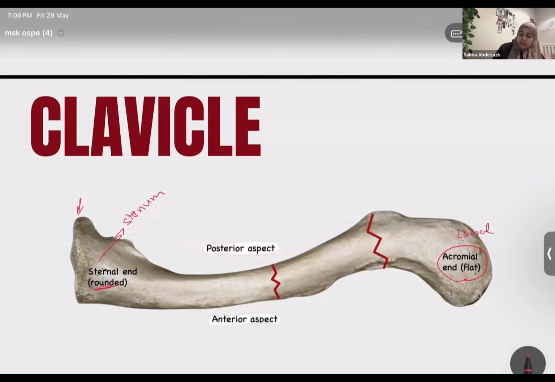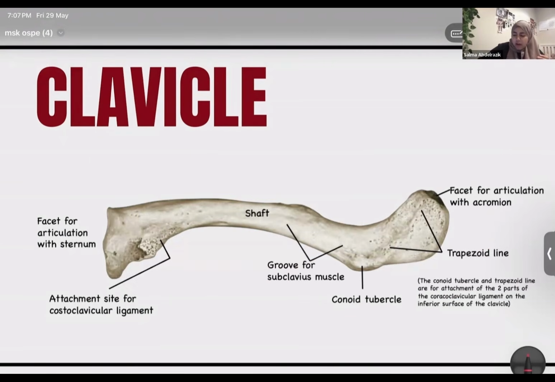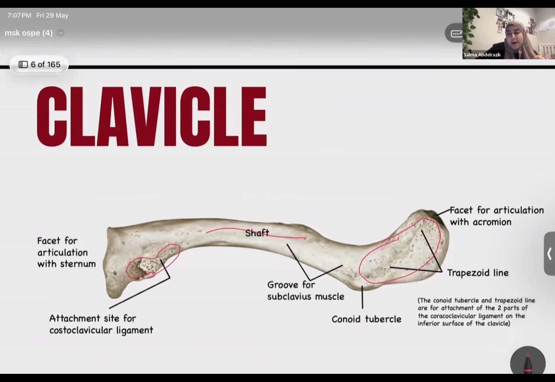And then there's the posterior aspect and the anterior aspect. Now you have a shaft, and you have these articulations or places for attachment here and there. That will be explained in the next slide. Don't take a sneak peek. But just know for now that the sternal end is here, and we have a facet of articulation with the sternum.